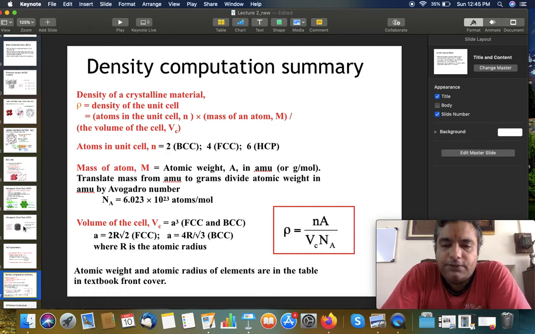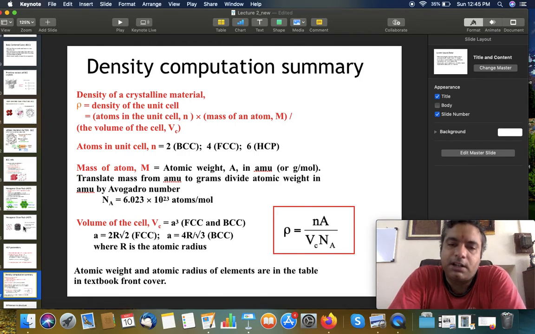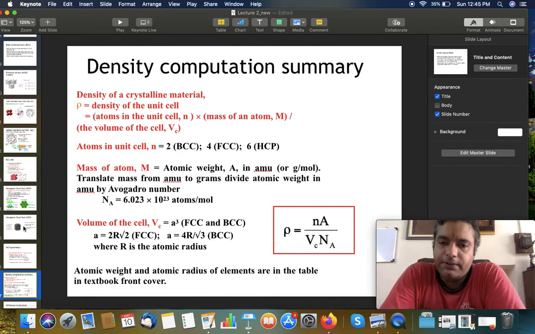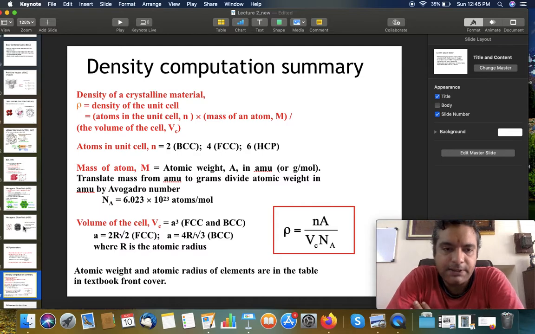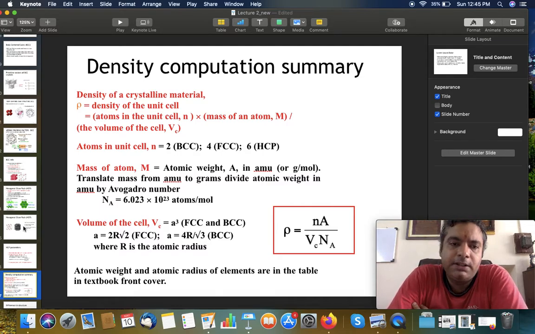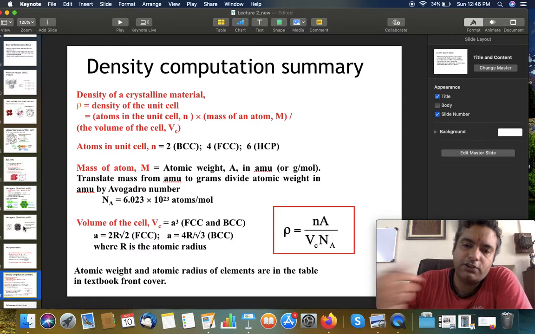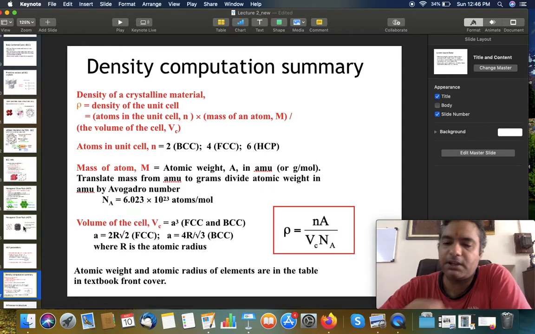So, the density of a material can be calculated by these parameters: the number of atoms multiplied by the mass of the atom, divided by the volume of the cell multiplied by Na, which is the Avogadro number. The volume of the cell is just a cube in face-centered and body-centered cubics, and the side would be 2 times the radius multiplied by the square root of 2 for FCC, and the side for a BCC would be 4 times the radius divided by the square root of 3. The atomic weight and atomic radius of elements are in the table in many textbook covers or even in any periodic table. We can use the same values to calculate the density and the atomic packing factor.